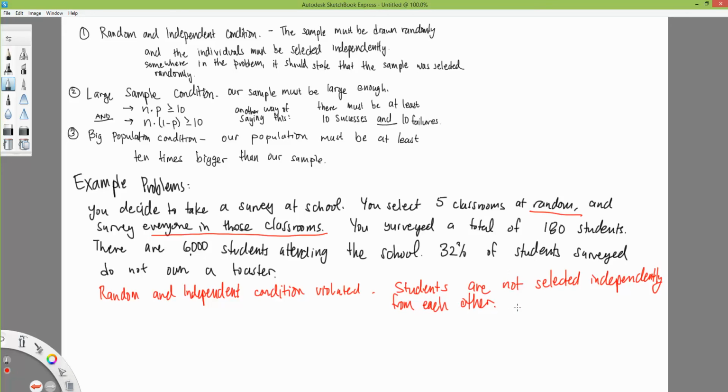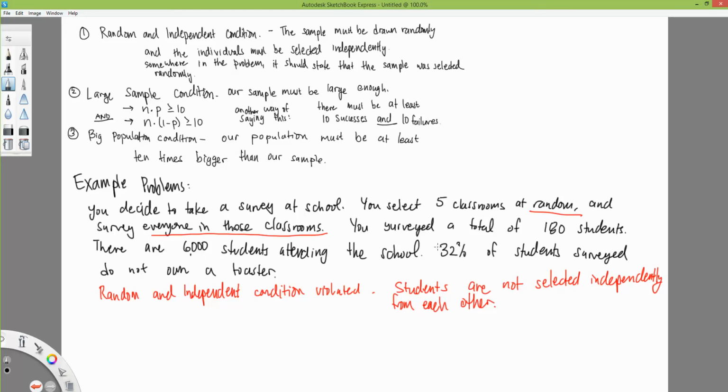All the students are selected together in the classroom. So that condition is violated. This would actually be a form of cluster sampling, but that's not what we're going for here.